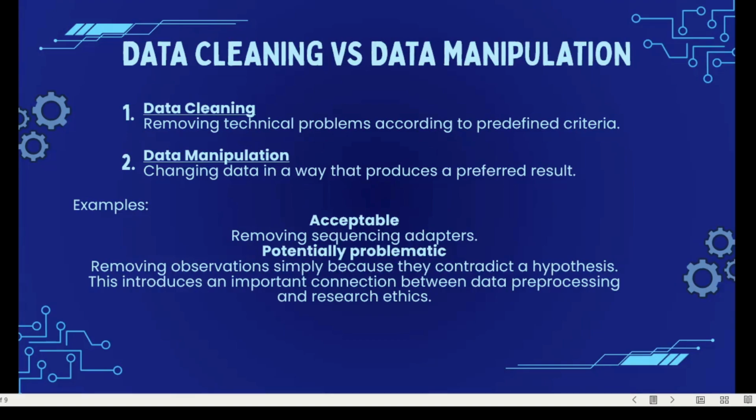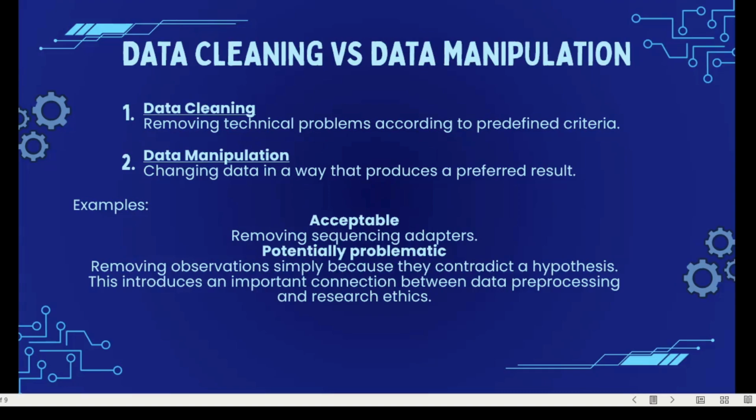In data manipulation, you make changes in the data in such a way that you get the results that you want. You get the preferred results, not an exact or unbiased result. You change the data in such a way that you get the results as per your preference. So that is data manipulation, and you don't have to do that.